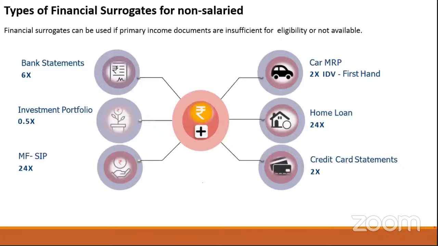For investment portfolio, it's 0.5 times of the investment portfolio. For mutual funds, whatever the SIP amount is, into 24 is considered as annual income for surrogates. If the person has a first-hand car, the IDV of that car into 2 times is considered as annual income. For a home loan, it is the EMI of the home loan into 24 times, again considered as annual income. For credit card statements, the monthly credit limit into 2 times can be taken as surrogate.